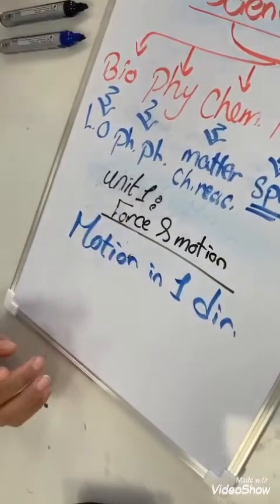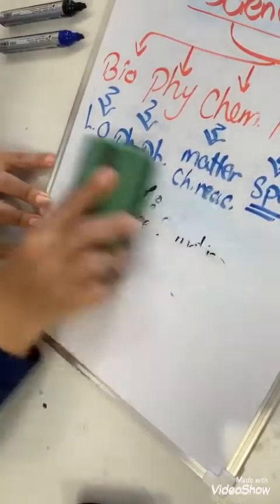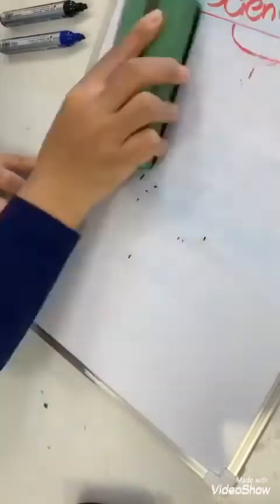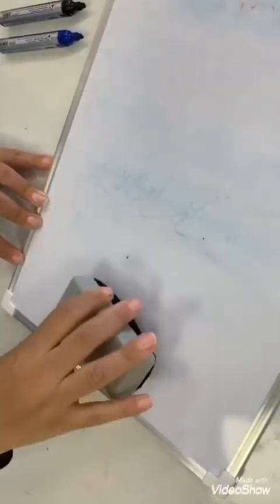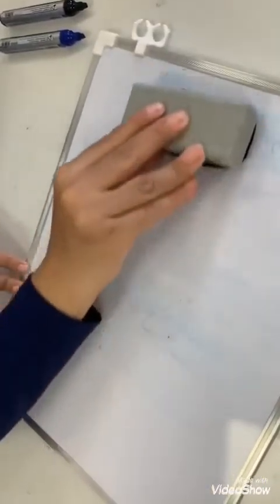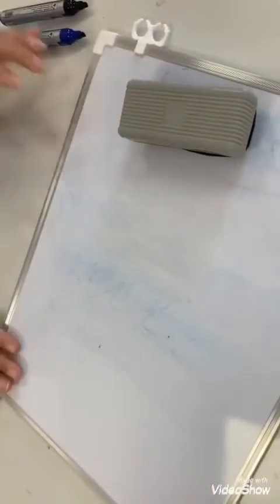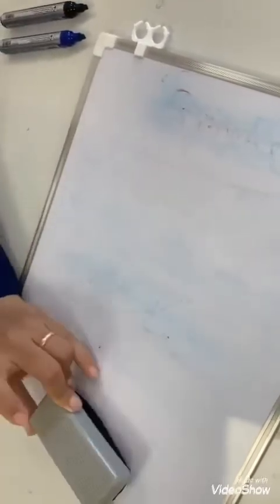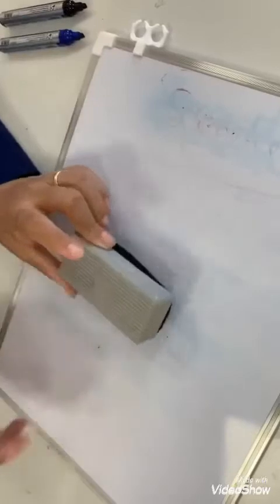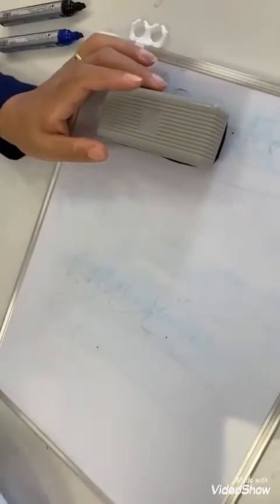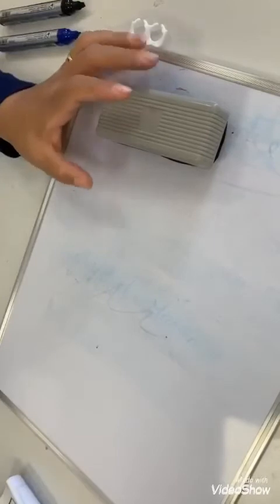Now let's talk about the word motion. When I pushed the duster from this place to this place, what changed in the duster? The position of the duster changed from here to here. When I was changing the position of the duster, did the time pass or was the time stopped? No, there was time passing. So motion is the change of object position as the time passes.